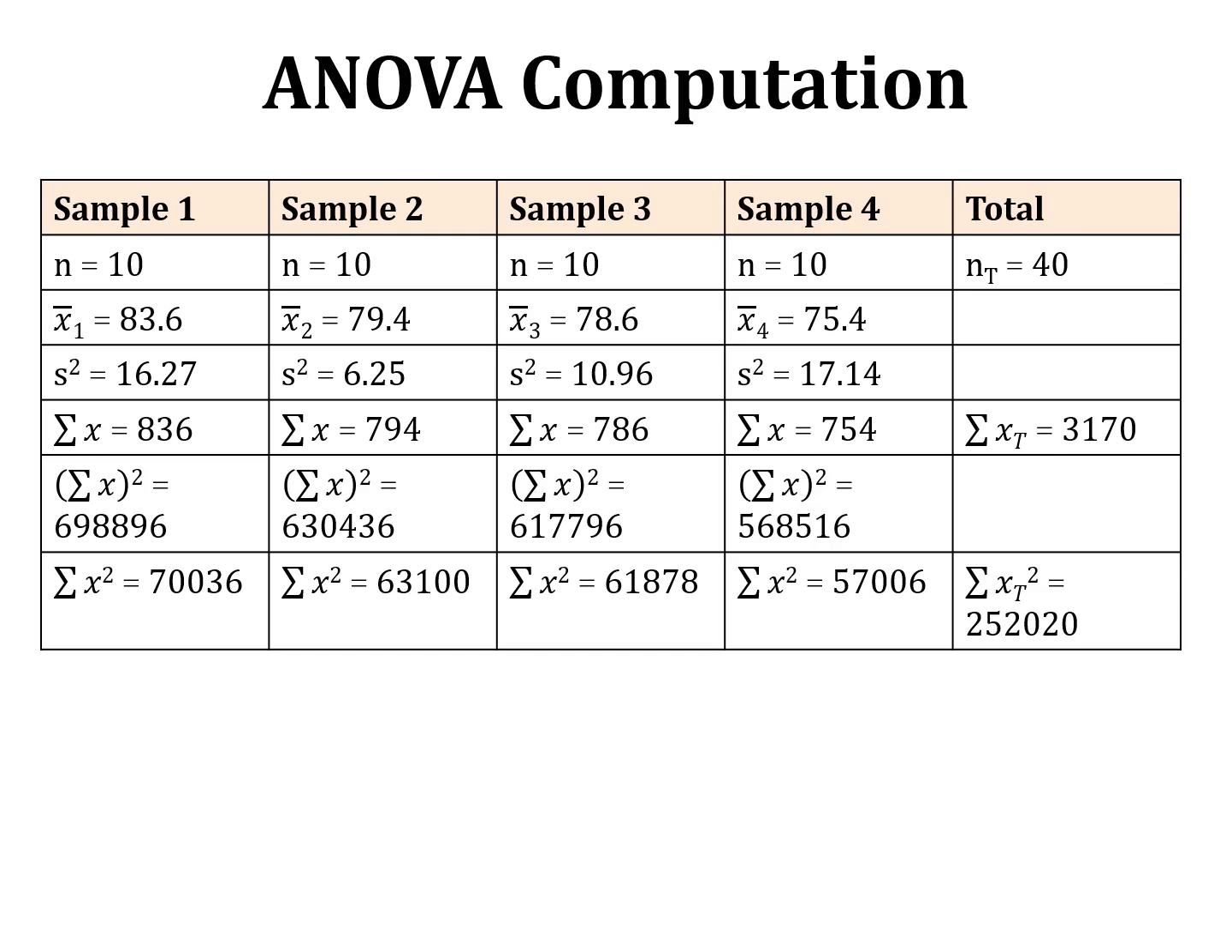Like for sample number 1, the summation x whole square is 698,896, while for sample number 1, the summation x square is much lower. It is 70,036, right? For sample number 2, the summation x whole square is 630,436, and the summation x square is 63,100, and so on, right? So these are the descriptive statistics values that we have. We are going to use them for the ANOVA calculation.